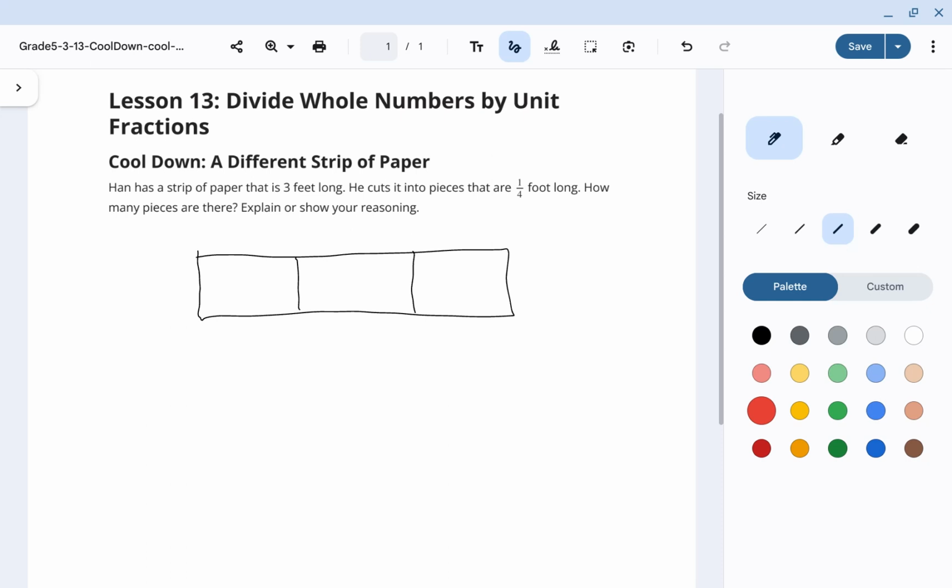Good morning, mathematicians. This is our lesson 13 cooldown, divide whole numbers by a unit fraction. This cooldown is titled A Different Strip of Paper.